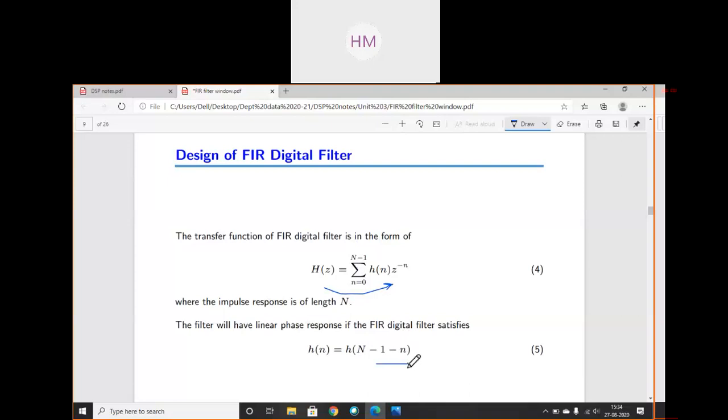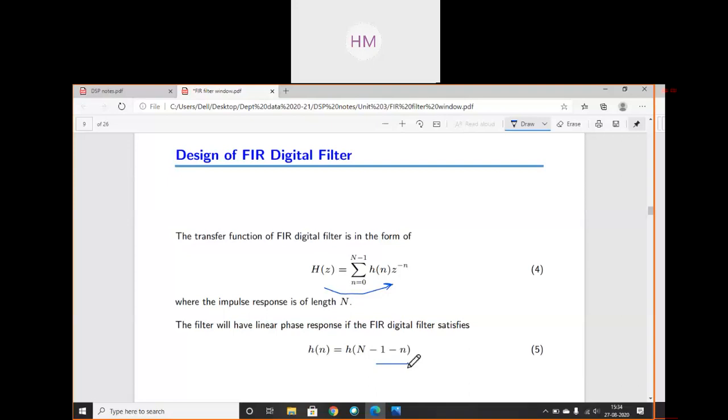FIR filter provides a linear phase. That means, what do we mean by linearity? We have proved linear systems; that same condition exists. The system should be linear. As your input changes with respect to time, output should also respond. That is my linear phase FIR system.